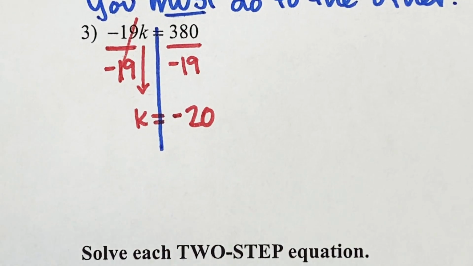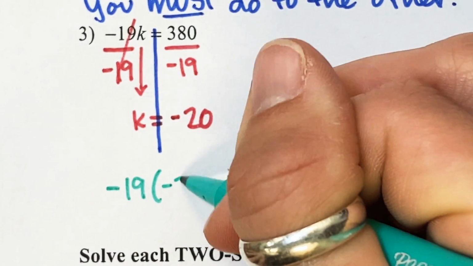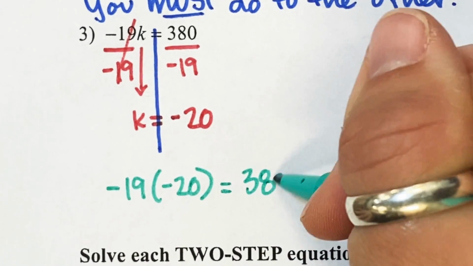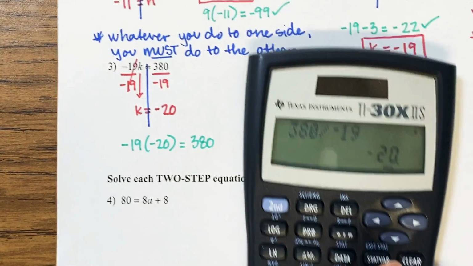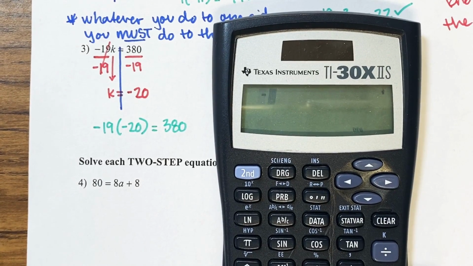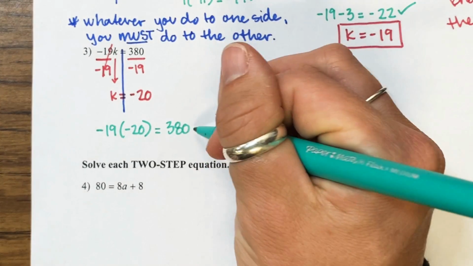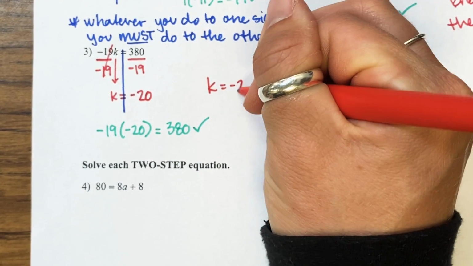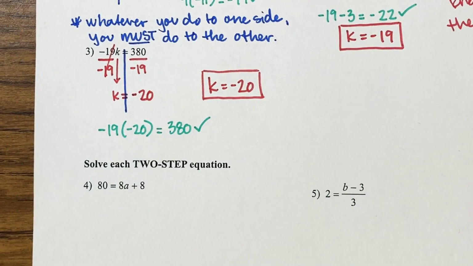Okay, so now let's check our work, see if we got it right. Does negative 19 times by what was the k, but we found is negative 20, does that equal positive 380? And I'll zoom out so we can check it on the calculator, see if we did do it right. Okay, so I have negative 19 times negative 20, and that does give me positive 380. So we did it right. So we know that k equals negative 20. Beautiful.